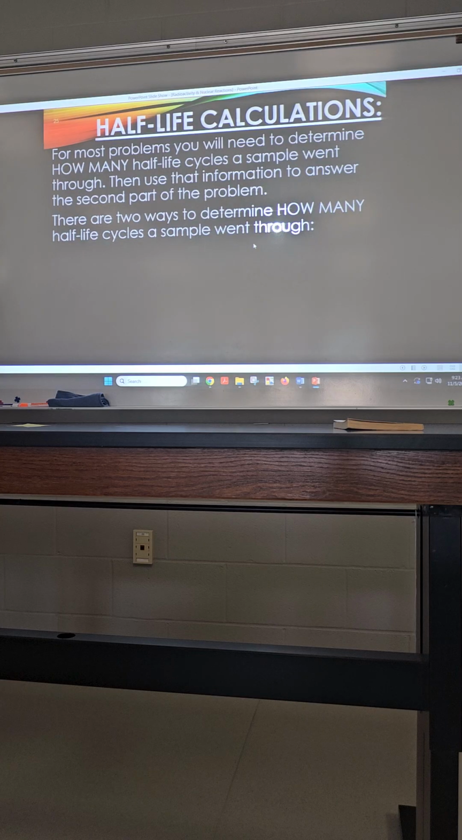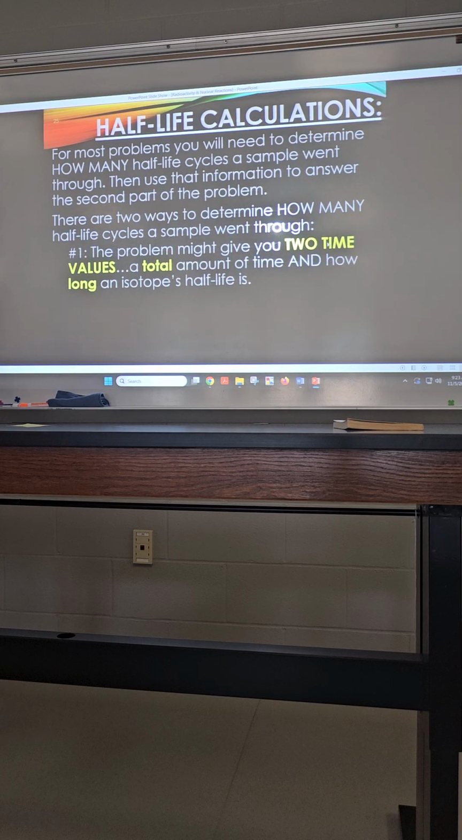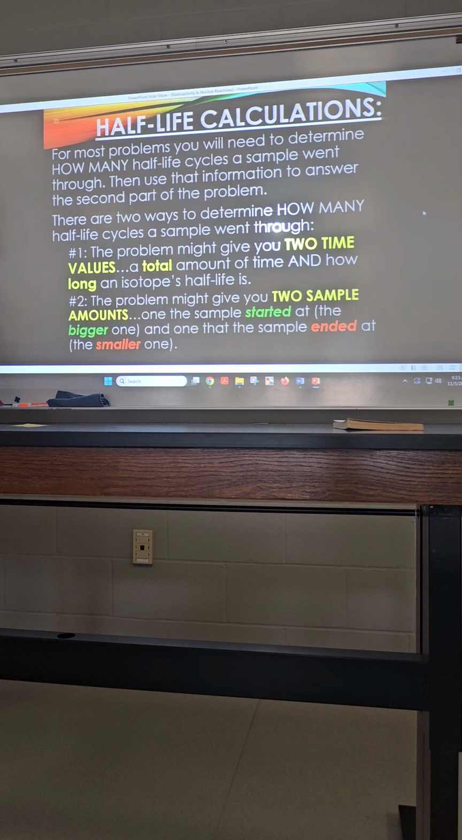And there are two ways to determine how many half-life cycles a sample went through. The first one is the problem might give you 2 time values. So like a total time, and then how long an isotope's half-life actually is. So if you see 2 time values, like 2 hours, 2 seconds, 2 days, 2 minutes, you're going to go about solving the problem one way. And I'll show you that.